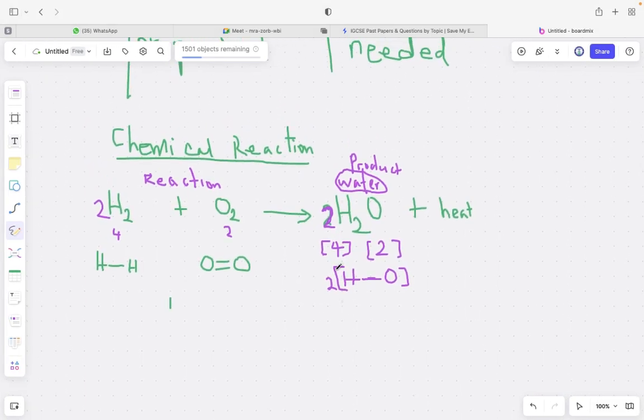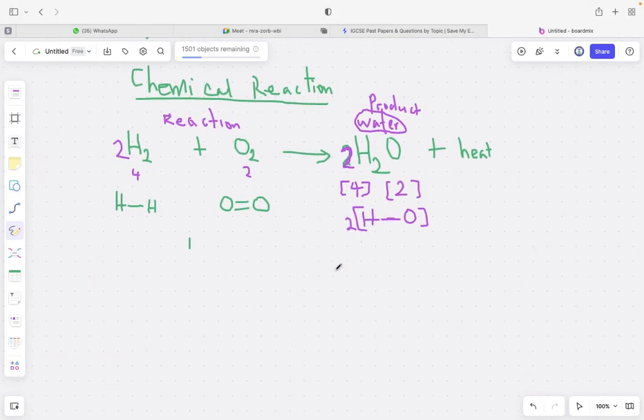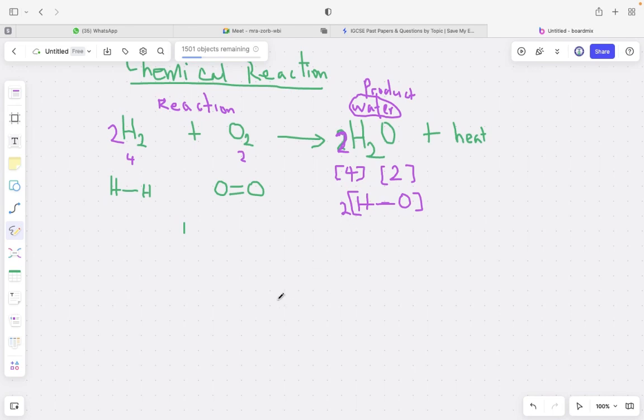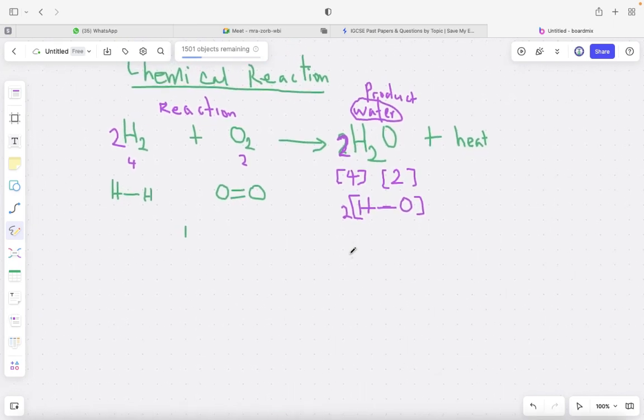Now let's take a look at the group of atoms. Okay, let's go to naming molecules. Another subheading, naming molecules. Okay, that's fine. Naming molecules.